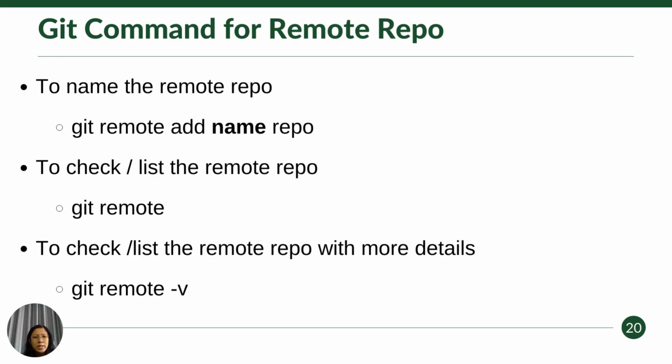So for that, we can just use the add command, git remote add, followed by the name and repo. So what are the remote repos I'm working with in my local system? You can just type git remote, and that will give you the tag of the remote. If you want to know more details, you can just use the flag -v for details.